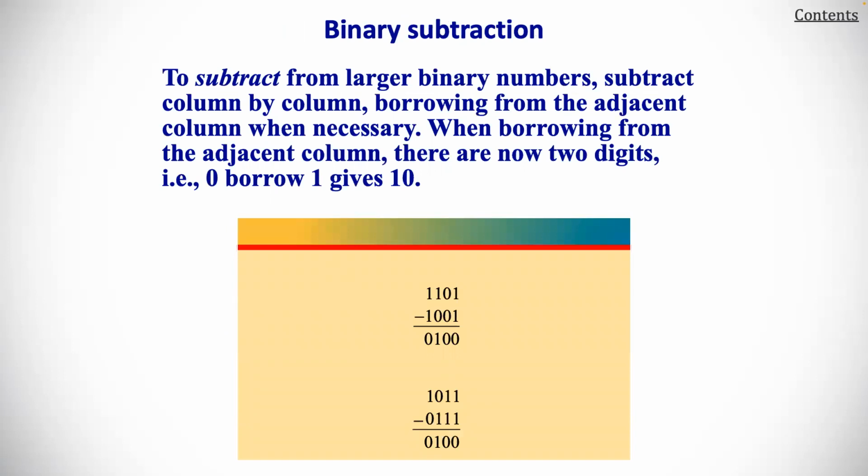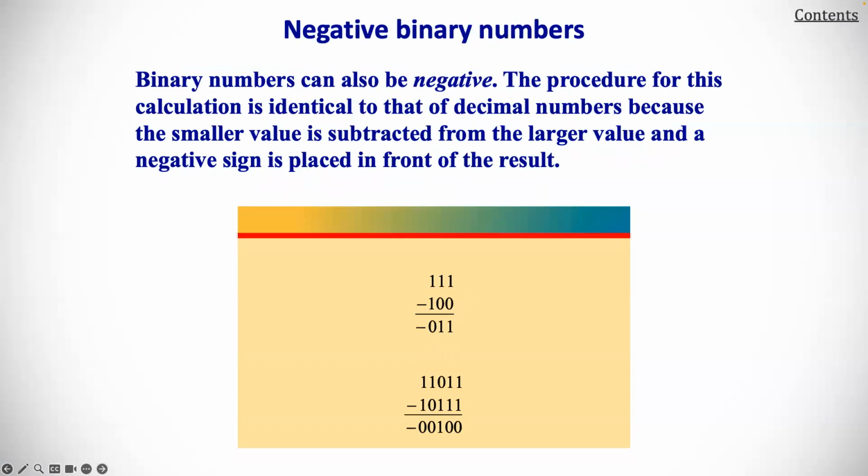Binary subtraction can be more difficult. To subtract larger binary numbers, subtract column by column, borrowing from the adjacent column when necessary. When borrowing from the adjacent column, there are now 2 digits, i.e. 0 borrow 1 gives 10. So those are things that you can be thinking about.